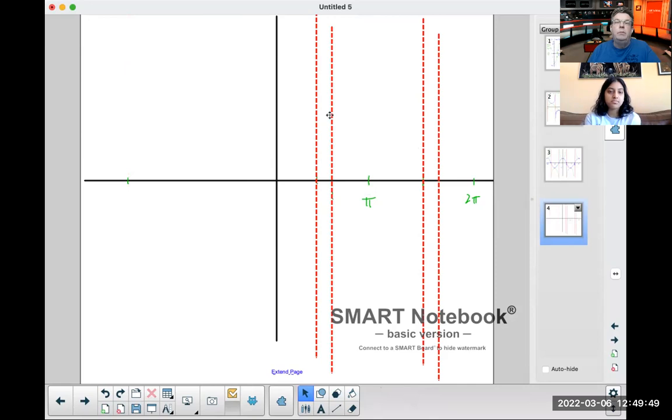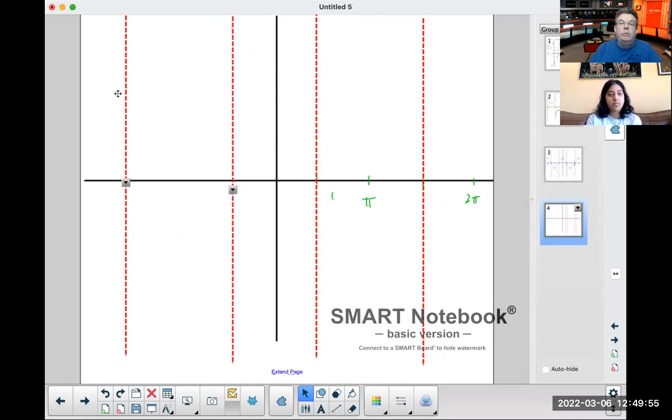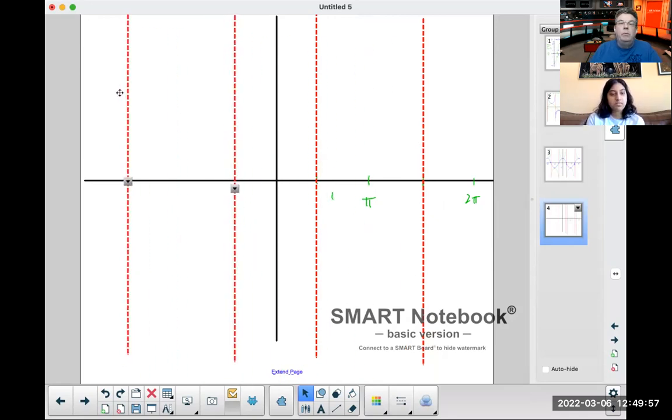I'm just trying to get the symmetry the same, for my horrible markings. Okay. So this is pi over 2. Here's pi, negative pi. Here's negative 2 pi, right? Negative 3 pi over 2. I'm sorry, that's terrible.